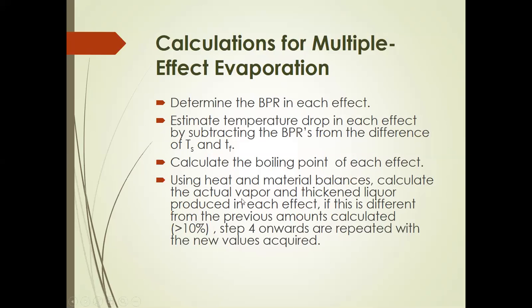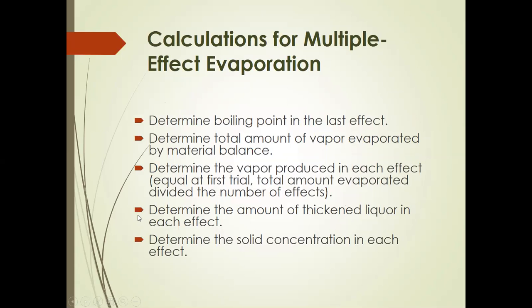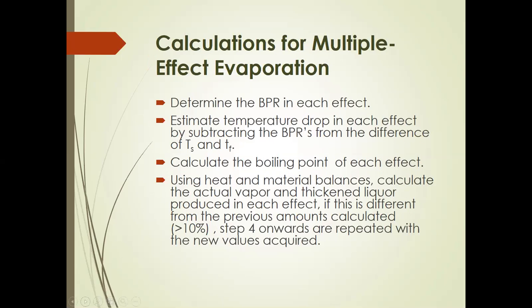Then using heat and material balances, that's energy and material balances, calculate the actual vapor and thickened liquor produced in each effect. If this is different from the previous amounts that you have assumed, you will have to repeat step 4, meaning you go back to step 4, if the actual amounts that you computed vary by more than 10% from the estimated values. If not, you move on to the next step. So this is the 9th.